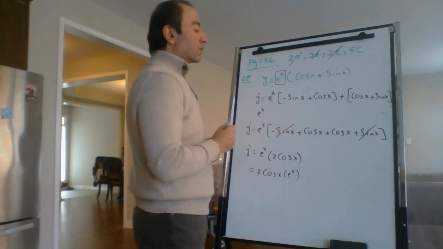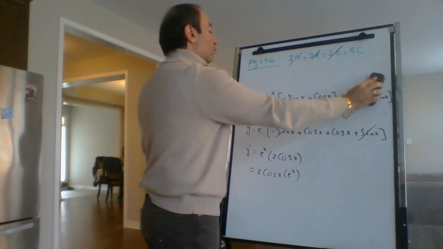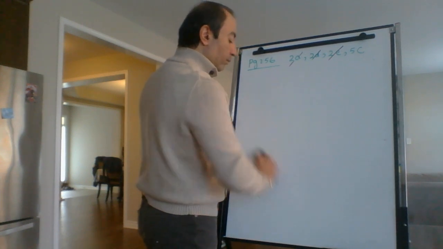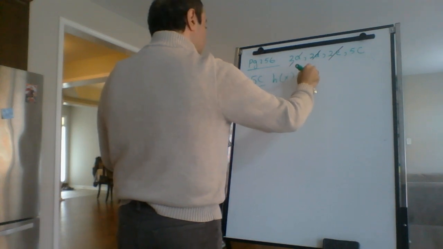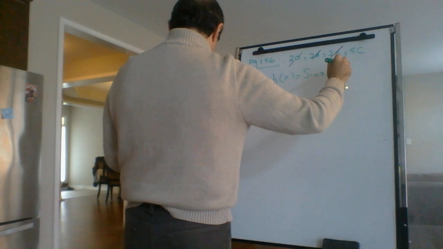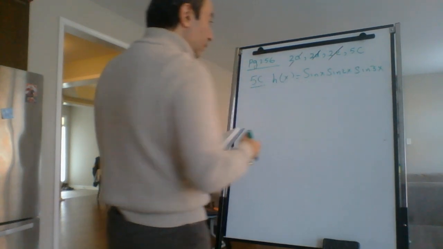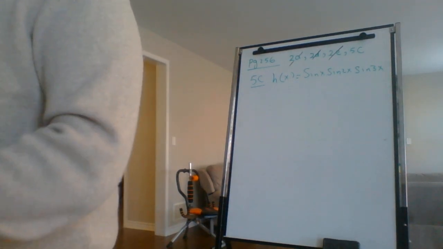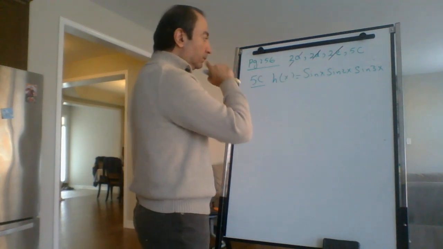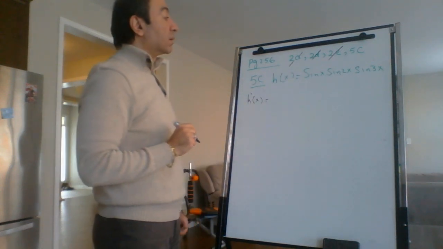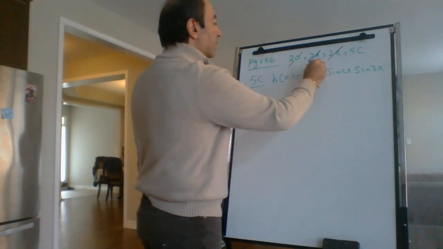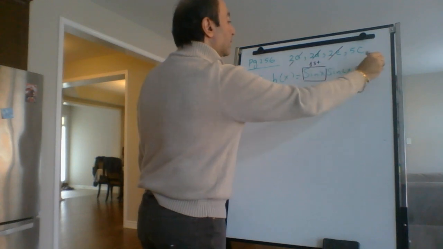Alright, what is left is 5C. C says h of x equals sine x, sine 2x, sine 3x. And we need to find h prime of x. So those are three functions multiplied together. It is very clear that I'm going to use product rule. So I will consider this as the first function, and this is the second.